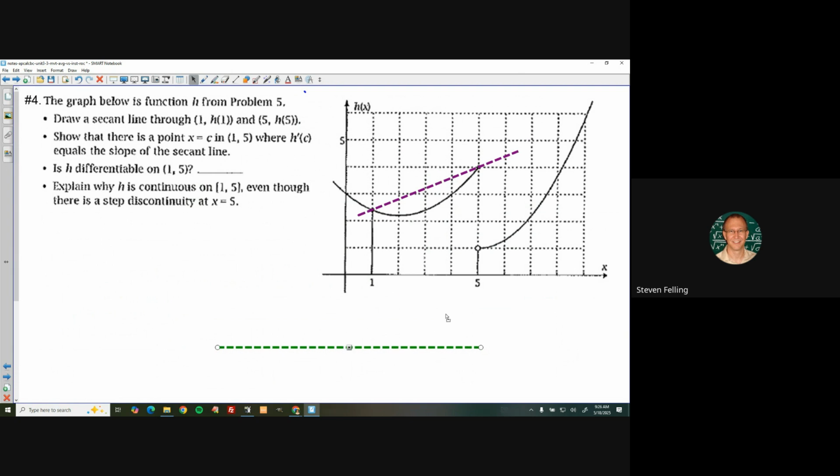So that means that this theorem is going to apply, and there is going to be a value in this interval, roughly here at 2.9 or so, maybe 3, where the instantaneous rate of change, the derivative at 3, is equal to the average rate of change at the purple line. Right? So is this function differentiable on the open interval?